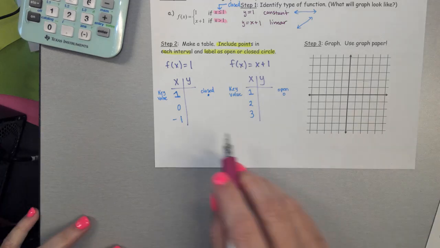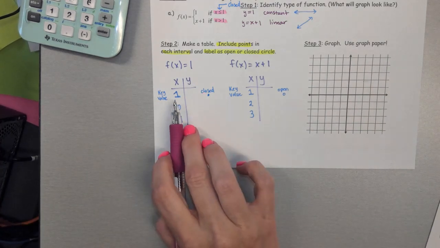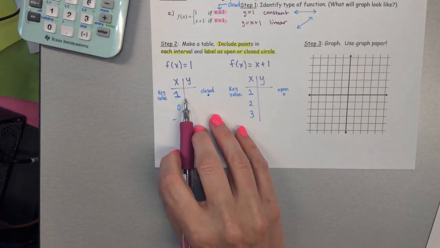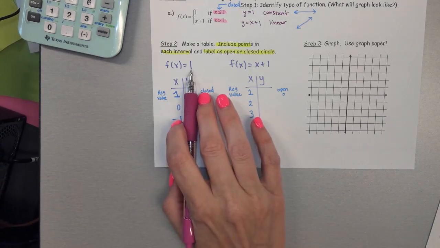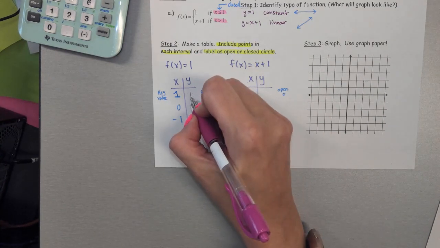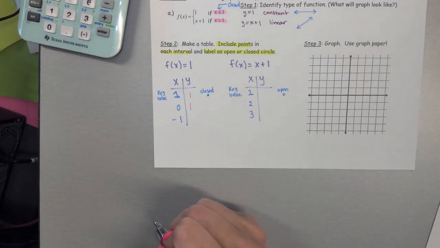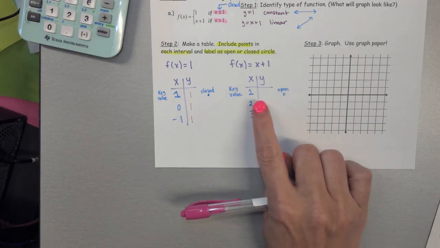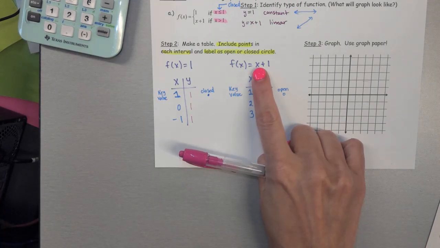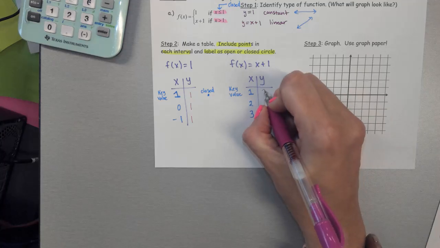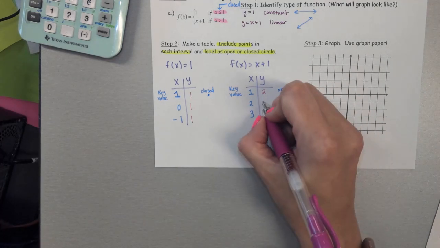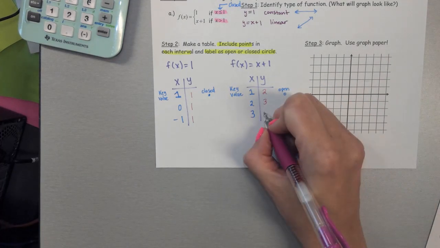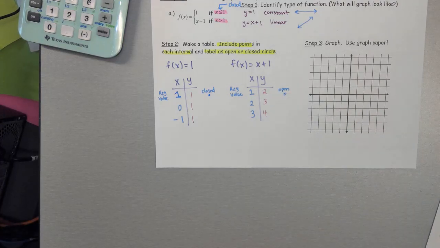Now, yesterday we talked about if you have a constant and you go to plug this in, your answer is just the constant. So if you plug in 1, there's nowhere to plug it in, it's just 1. If you plug in 0, you get 1. If you plug in negative 1, you get 1. And in this part of the table, if I plug in 1 for x, 1 plus 1 is 2. 2 plus 1 is 3. 3 plus 1 is 4. And now I can graph this.